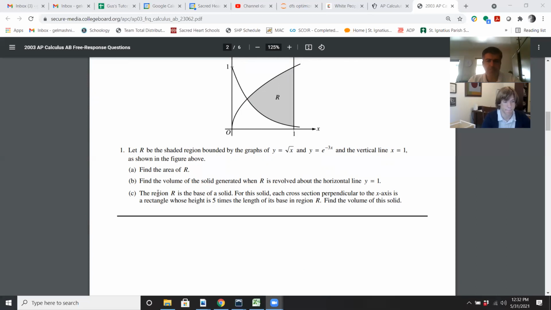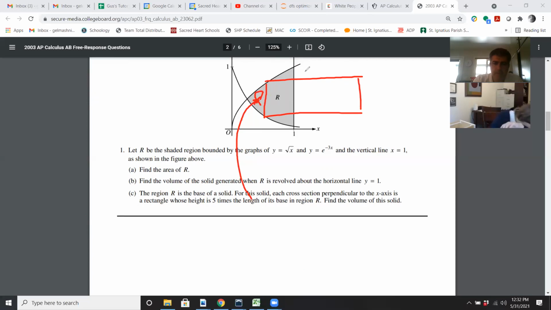You see them. The region R is the base of the solid. For the solid, each cross-section perpendicular to the x-axis is a rectangle whose height is 5 times the length of its base in the region. Okay. So this is the length of the base right there, and the height is 5 times that, so it's a really tall rectangle. I'll call this L, and I'll call this 5L.